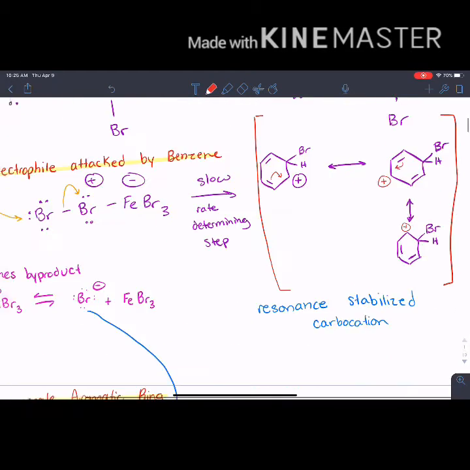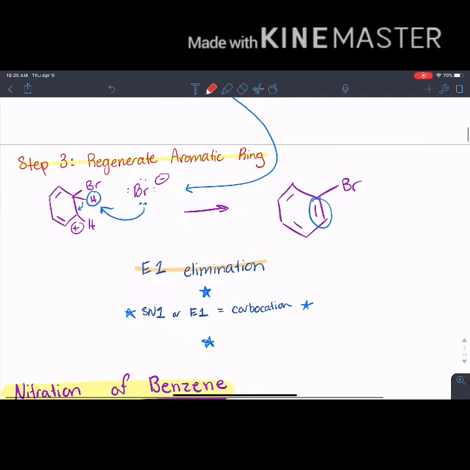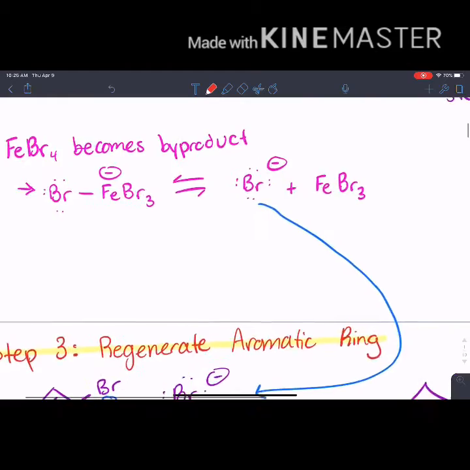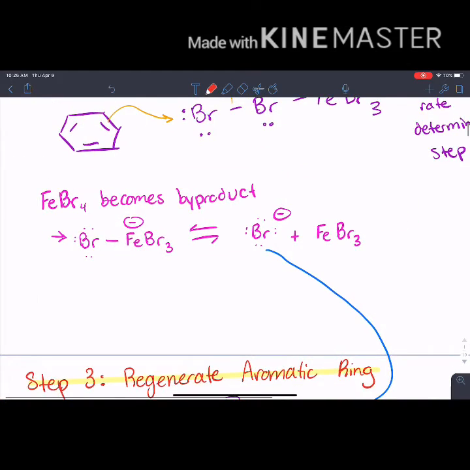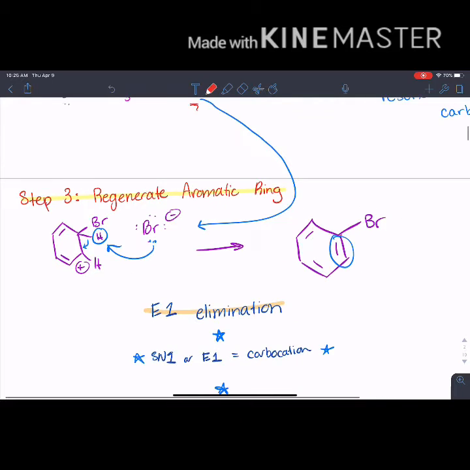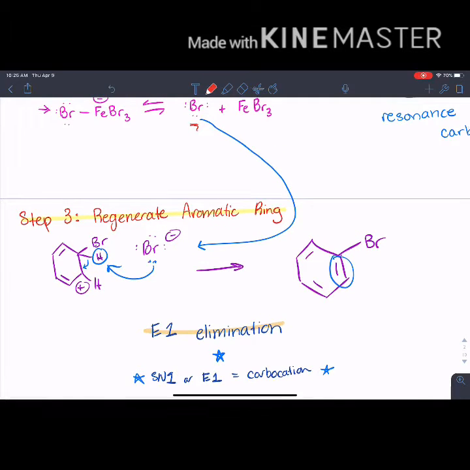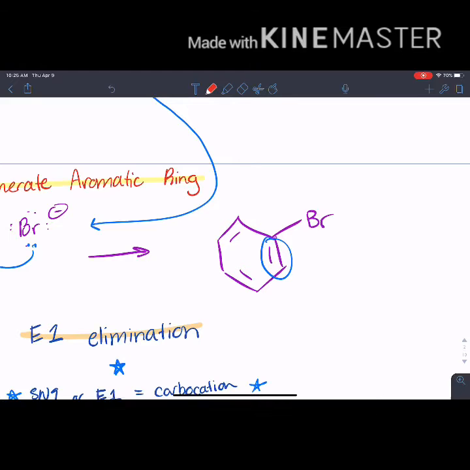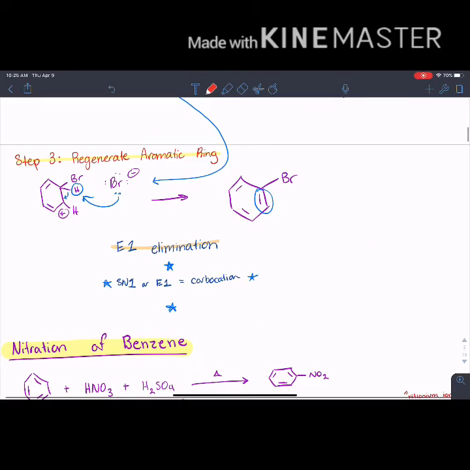Tongue twister. Okay, so step 3, we regenerate that aromatic ring. The Br minus from this byproduct right here comes back. It's just floating in the solution, essentially, or whatever mixture we have. And it attacks this hydrogen right here, and we regenerate the aromatic ring. Remember, this is an overall E1 elimination reaction.